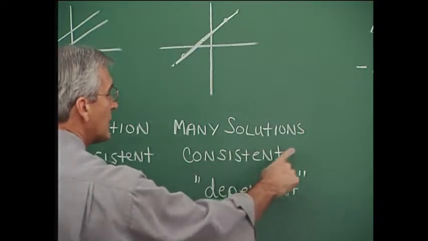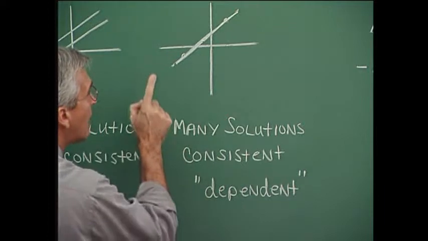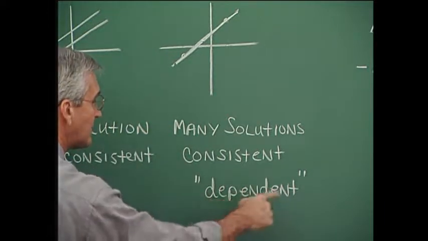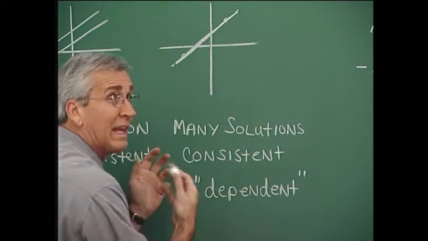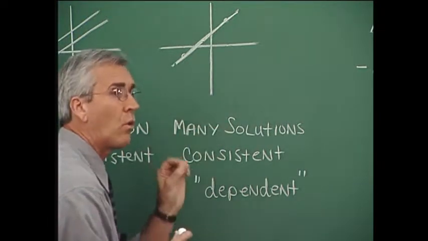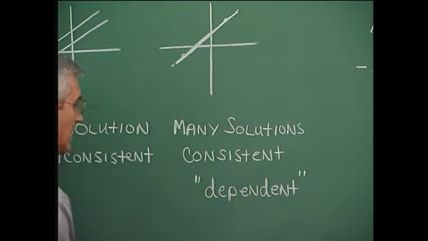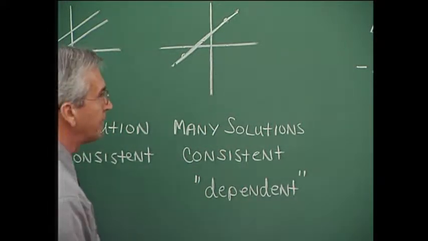It is a consistent system because there are solutions, but this kind of system is said to be dependent. We can think of that as the solutions for one equation depend upon the solutions for the other. That's just a way of kind of keeping it straight or remembering the idea.